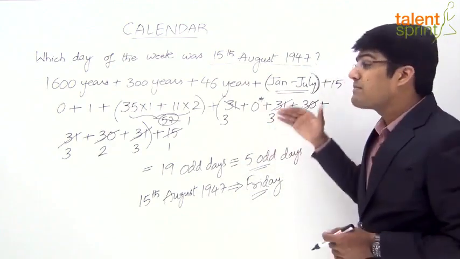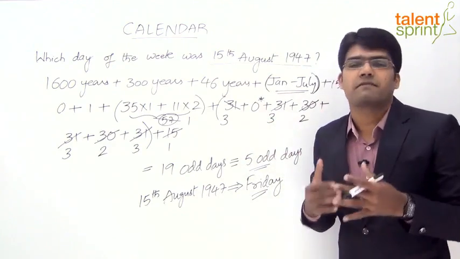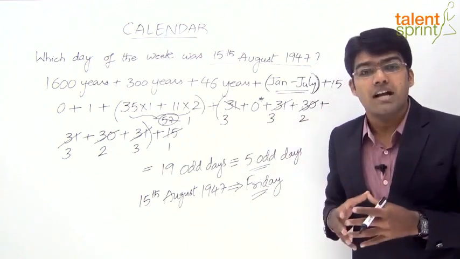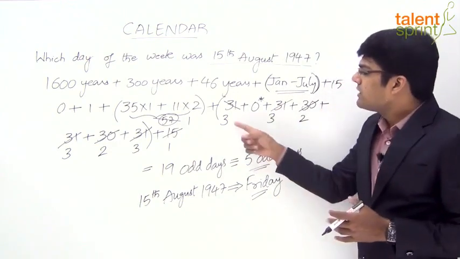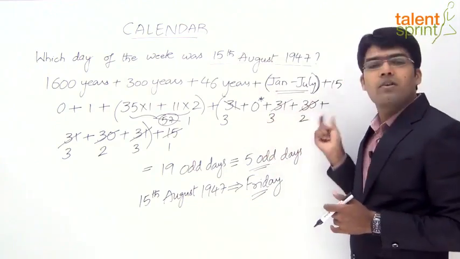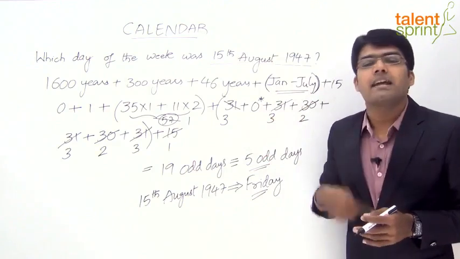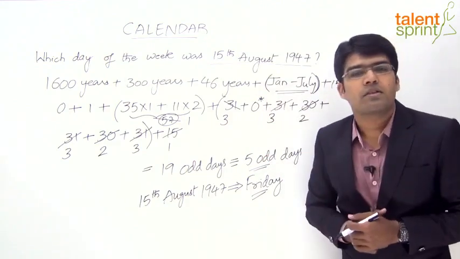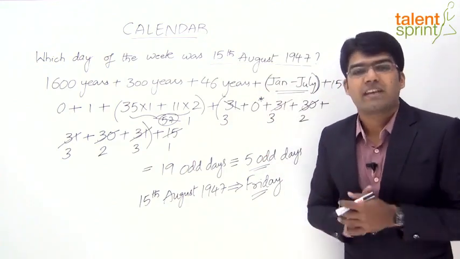So to get the answer much faster, let us now construct a reference chart. That reference chart will help us in finding out the total number of odd days for this period directly without having to take it for individual months. And then we'll again calculate the day for 15th August 1947 and see how quickly we can get the answer.